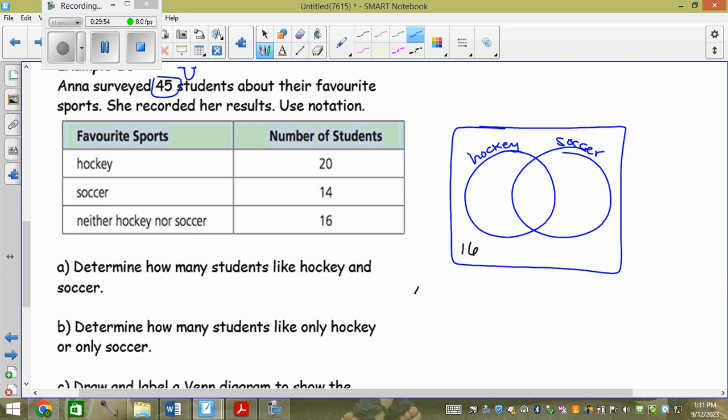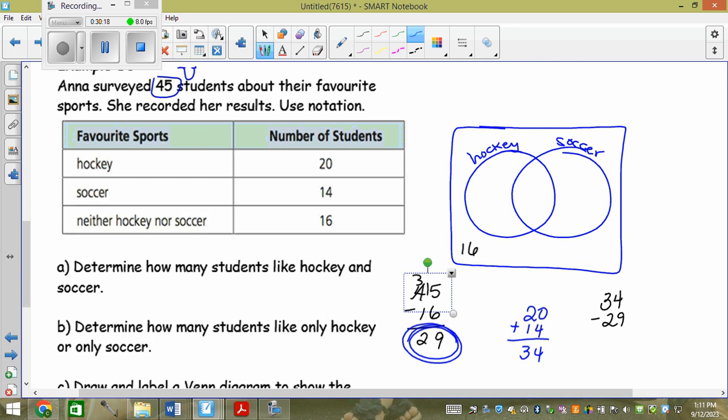We know there's 45 total, so when I go 45 minus 16, that leaves me 29 for the circles, right? How many tickets got put in for the circles? 20 plus 14, which is 34. However, I only have 29 people slotted for those slots, right? So if I go 34 minus 29, I'm left with 5 and move.